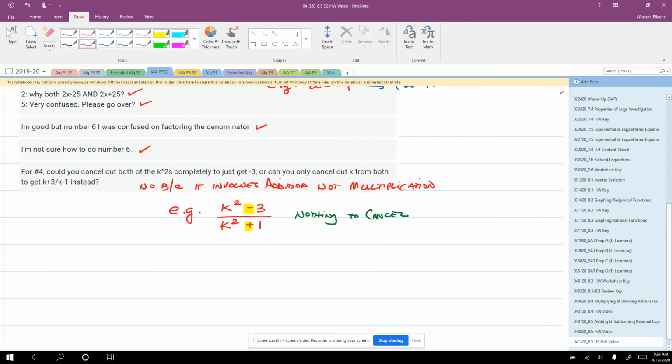However, if you had this, here you could cancel out the k squares because it's multiplication, right? If you put a negative right there. So it can cancel because operation is multiplication. Because in that case, it's a common factor. With addition, you don't have the common factors there, right? But with multiplication, you have common factors, and that's when you can cancel out.